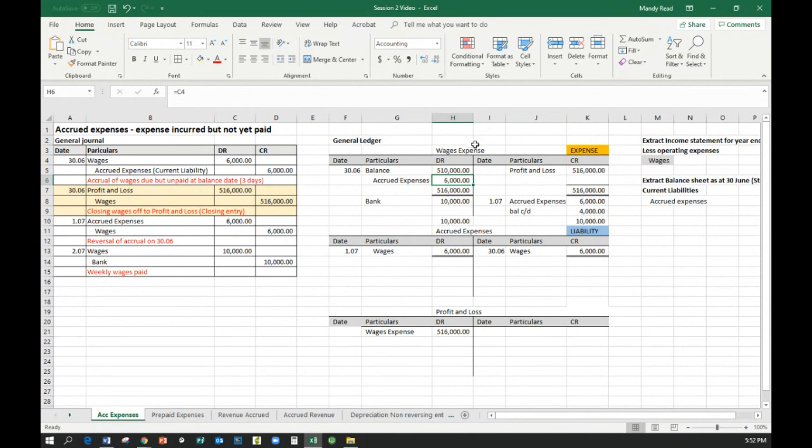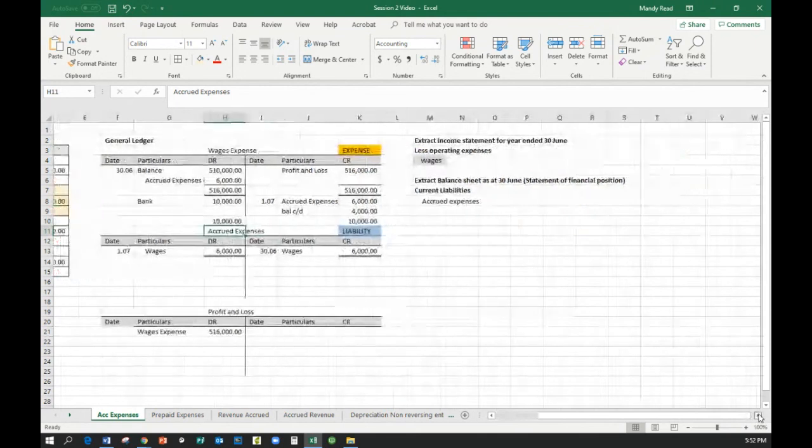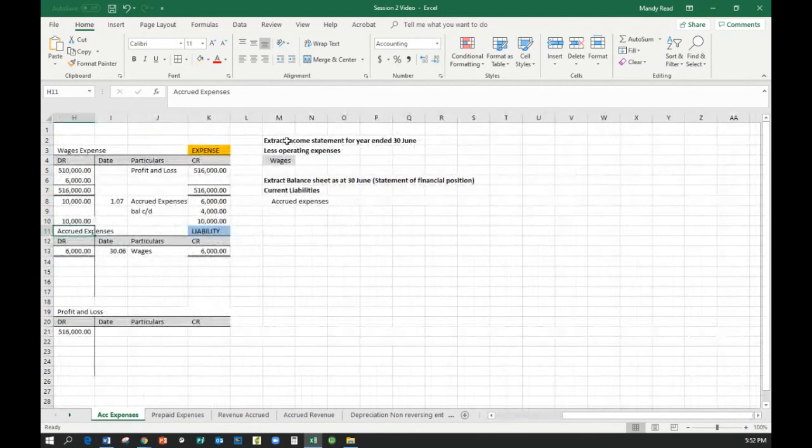So when it comes to the recording of the wage expense and the accrued expense, we need to bring in both our income statement and our balance sheet. And by now, you are used to seeing extracts of these accounts. Where does the wages expense go? Well, it goes into the income statement or the profit and loss account. And there it is there, where we say less operating expenses, wages.